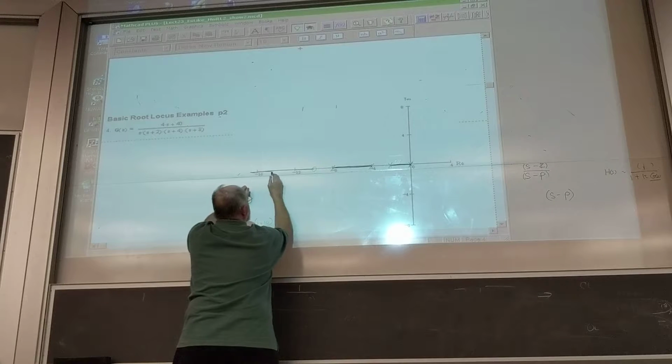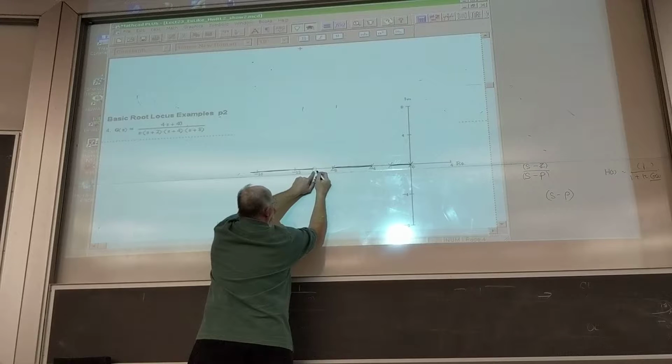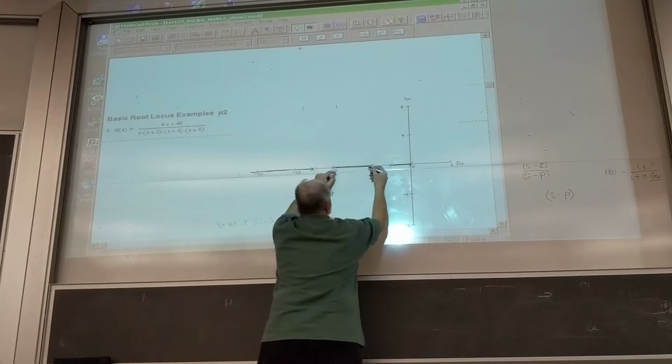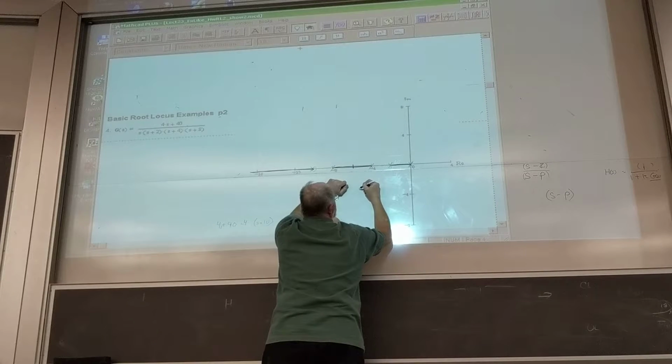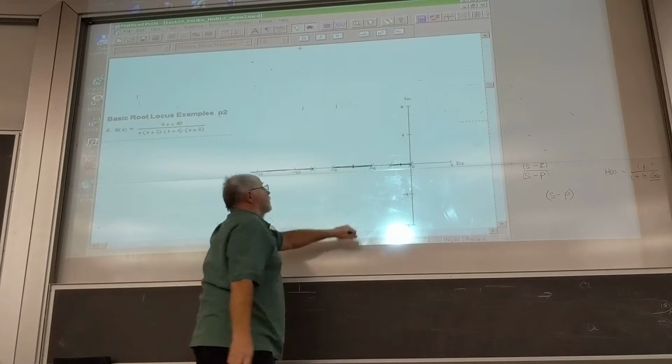Now this is weird. Is this a begin point or an end point? Should be an endpoint. It's an end point. These are both begin points, so somewhere in here it must take off.